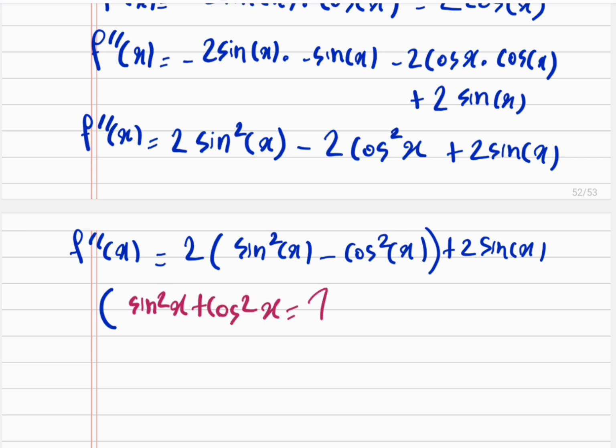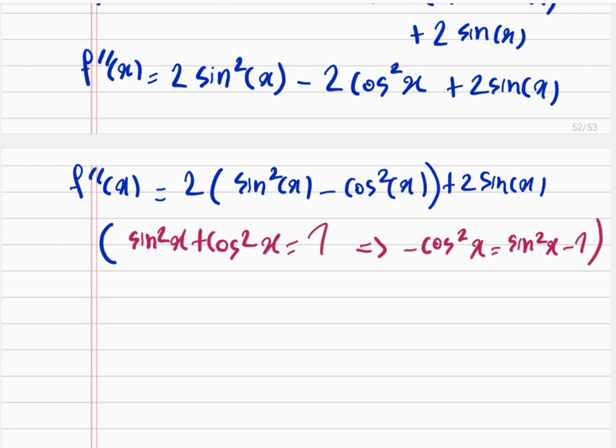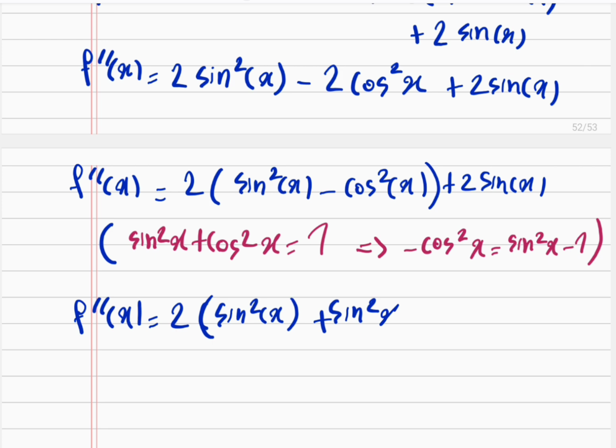So here we have cos squared x, or we can just rearrange this such that minus cos squared x is equal to sine squared x minus 1. So we are going to use this and rewrite minus cos squared x as sine squared x minus 1. So f double dash x is 2 sine squared x plus sine squared x minus 1, and then another sine x, which is outside of the bracket.